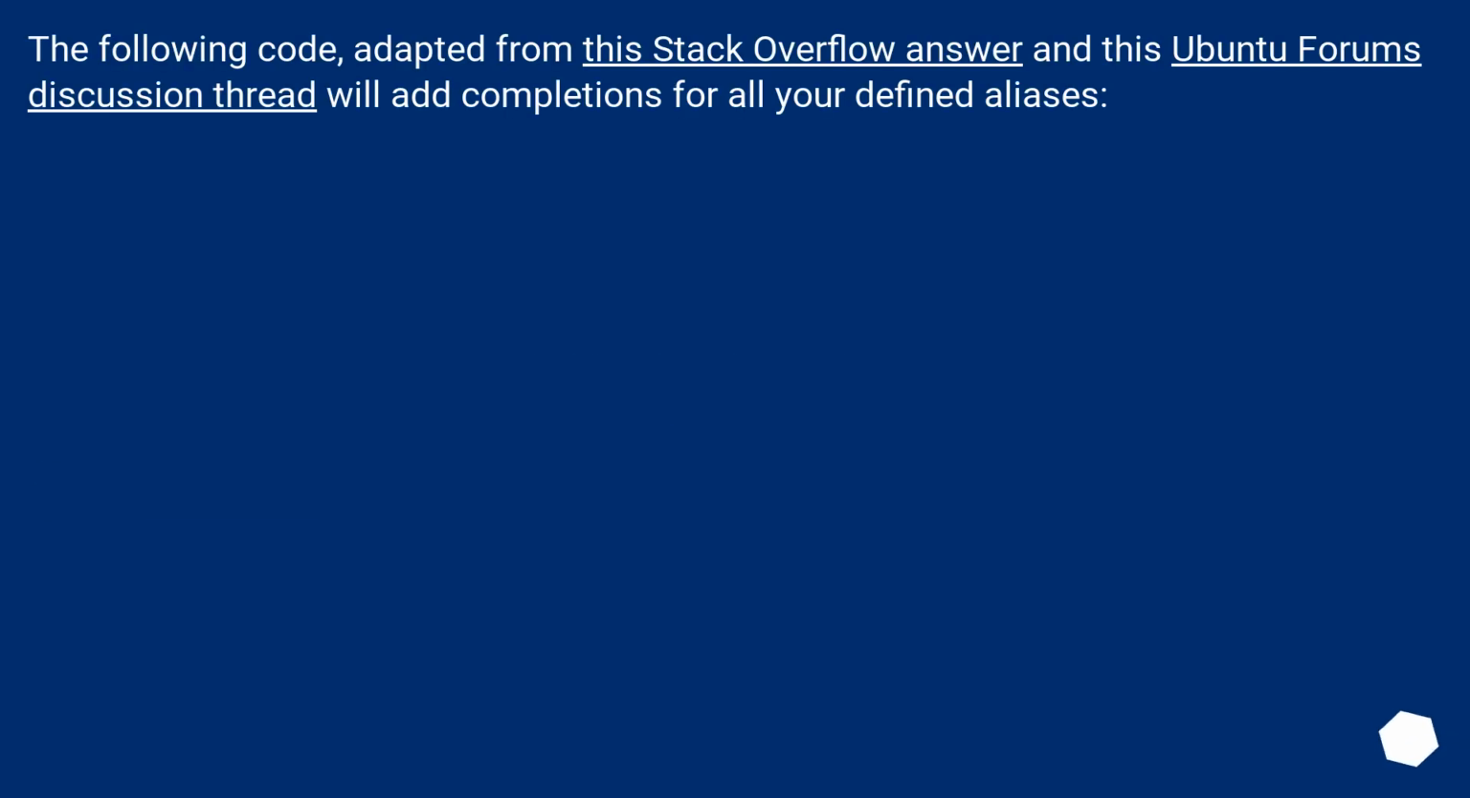The following code, adapted from this Stack Overflow answer and this Ubuntu forums discussion thread, will add completions for all your defined aliases.